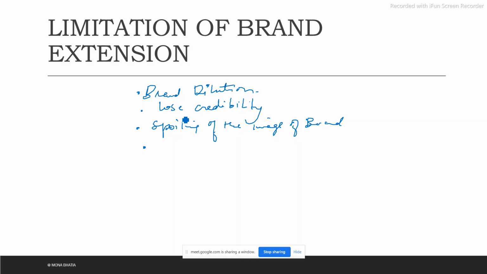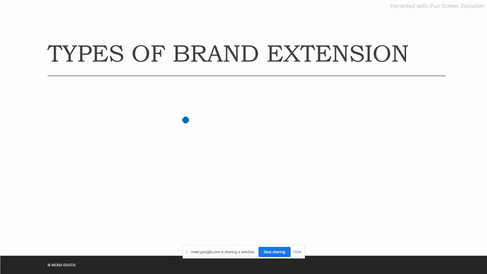Okay. Now through the brand extension, the company loses a chance of creating a new and innovative identity for the product. Okay. Because in brand extension, your product is not new, right? So you are losing one opportunity where you could have created a new product. But looking at the other advantages, this limitation is least significant, you can say. So what are the different types of brand extension?